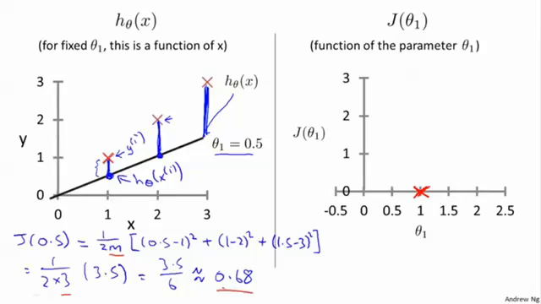Let's go and plot that. Oh, excuse me, math error. This is actually 0.58. So I'm going to plot that, which is maybe about over there. Okay.